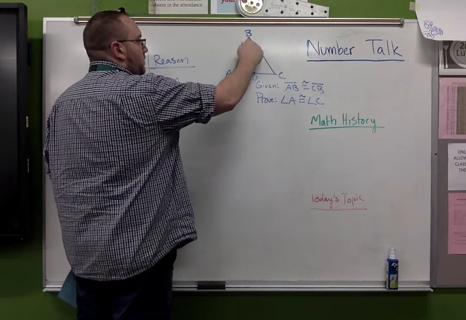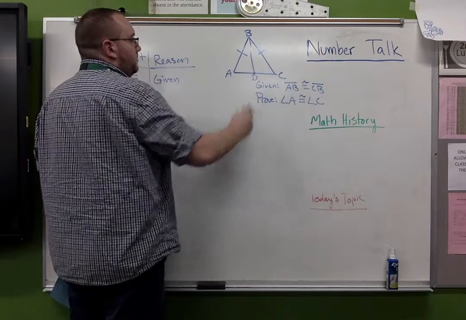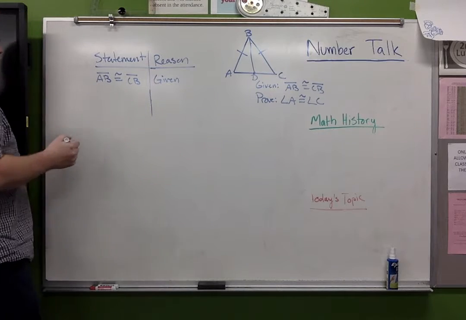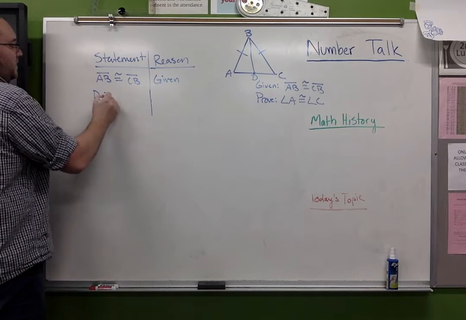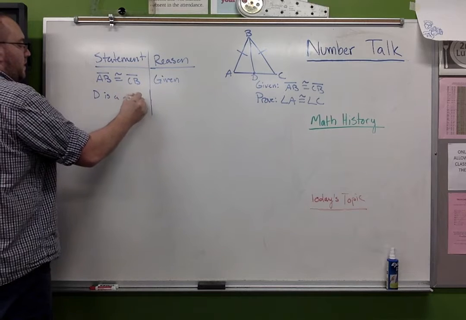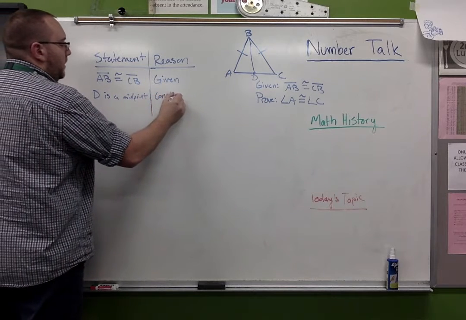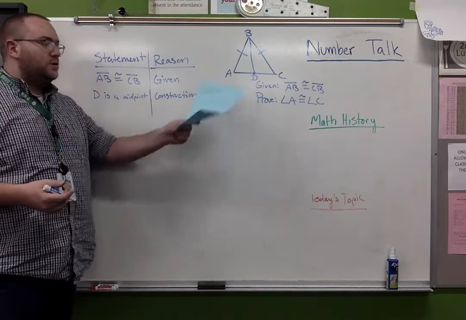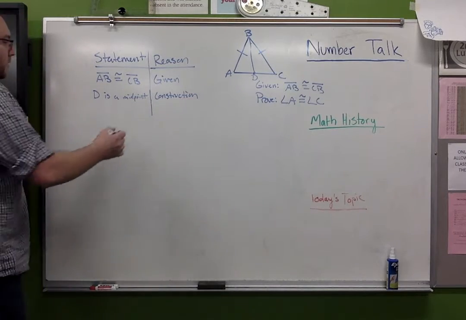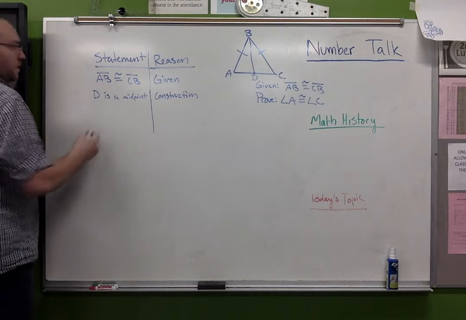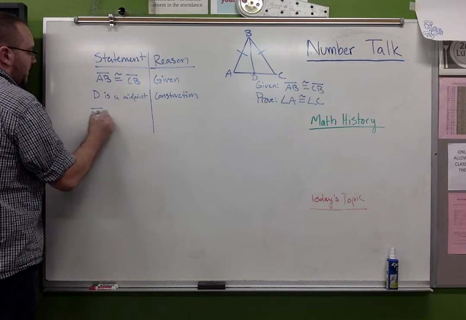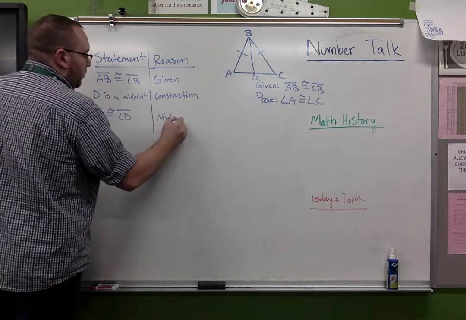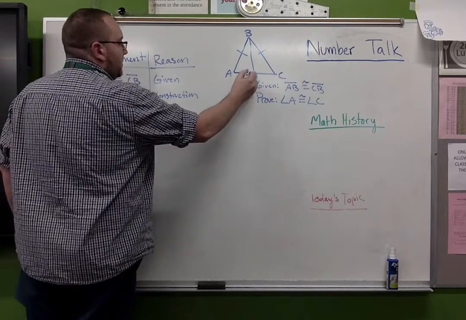We're going to draw a line straight down. Okay. So D is a midpoint, and that's by construction. What we mean by construction is that we added on to the image that we already have, to the triangle we already have. Because D is a midpoint, side AD is congruent to side CD. And the reason for that is because of the definition of a midpoint. Right? So this side is congruent to this side.